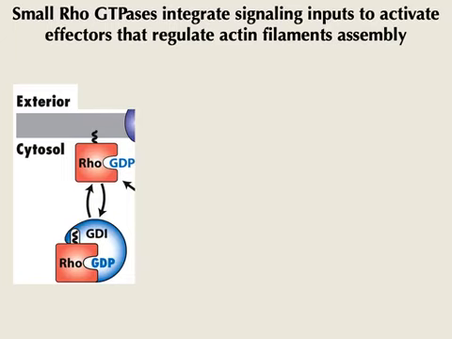But it's still GDP bound. Okay, so GDP bound means inactive. That's the same for RAN, that's the same for RAB, that's the same for SAR1, that's the same for ARF. This is this giant superfamily of small GTPases. Their activity is regulated by being bound to GTP or GDP, but that's all about conformation. They don't work by hydrolyzing GTP. For them, hydrolyzing GTP is what inhibits them, is what regulates them.